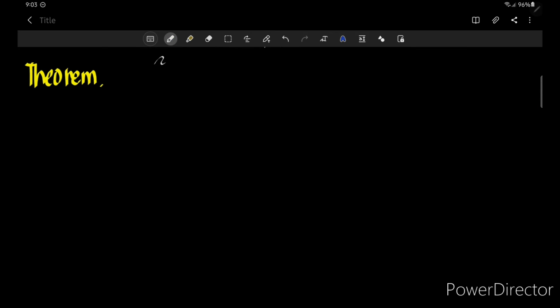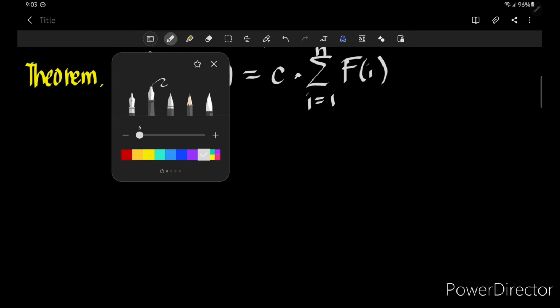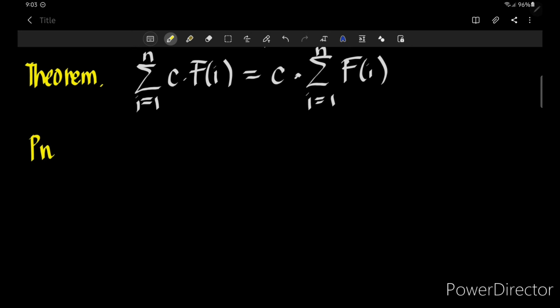Meron tayong summation of C times f of I, where I ranging from 1 to n. This is equal to C times sigma of f of I, where I ranging from 1 to n. So, paano kaya nangyari yan? Okay. Bigyan natin ng proof. Okay, proof.